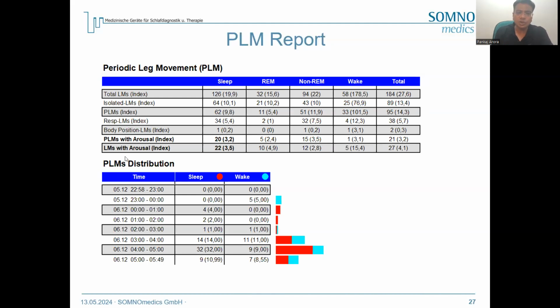It also gives you the PLM distribution. It tells you at what particular time the periodic limb movements were happening. In this particular case, it's happening mostly during the early morning hours. So if we know at what particular time the limb movements are happening, as clinicians you can accordingly give the medications to the patient.